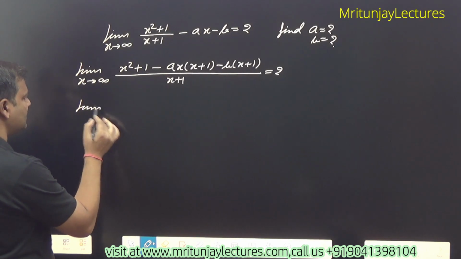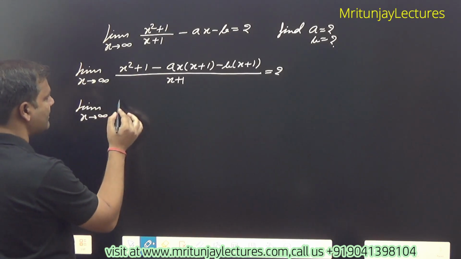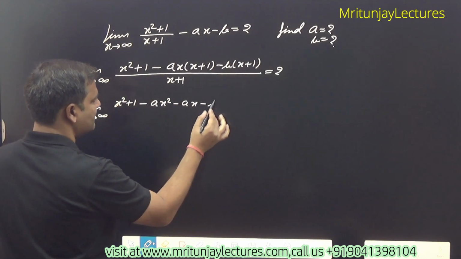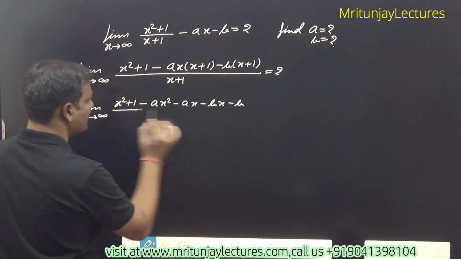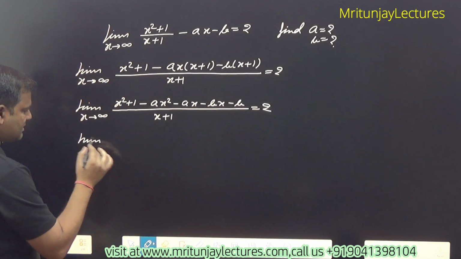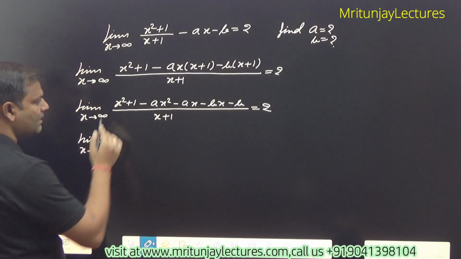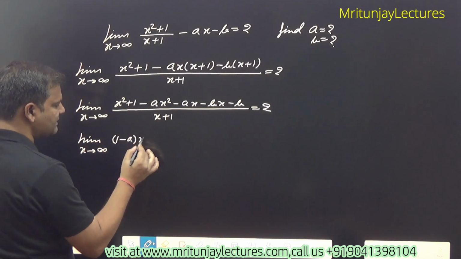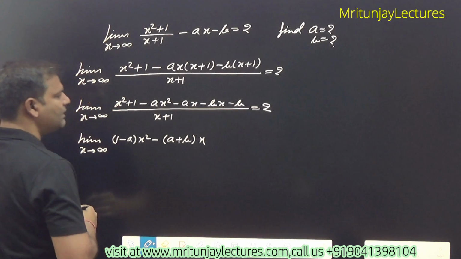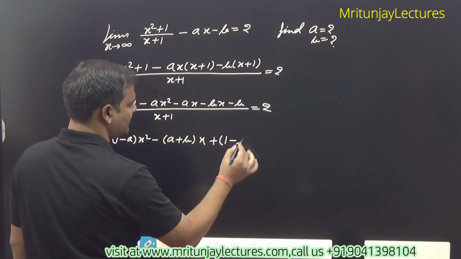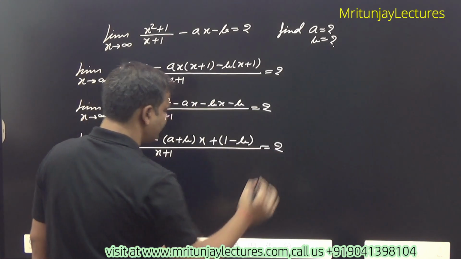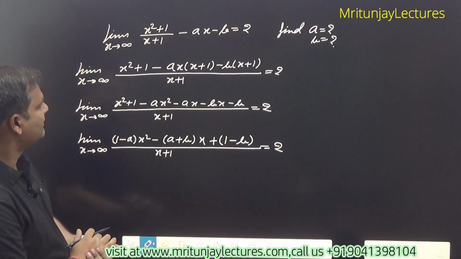Okay. Now limit x tends to infinity, here x square plus 1 minus ax square minus ax minus bx minus b divided by x plus 1, this will be equal to 2. So limit x tends to infinity, (1 minus a) into x square minus (a plus b) into x, plus (1 minus b), whole divided by x plus 1, this will be equal to 2. Look very carefully, okay.